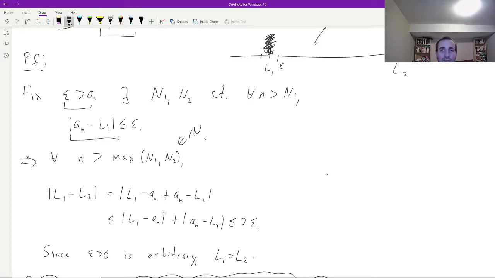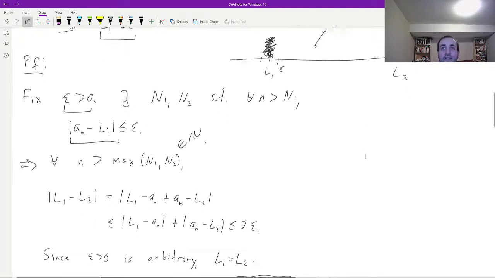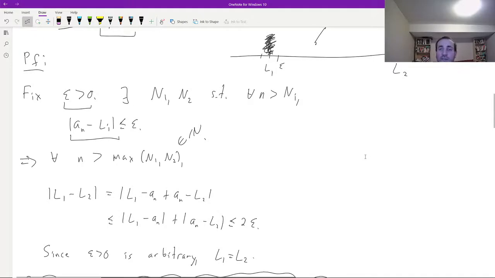|L1 minus L2| is, well, now I somehow need to take advantage of the fact that I'm very close here. And we don't have a lot of tools for doing this, and the tool that we're going to be using is our favorite, the triangle inequality. So L1 minus L2 is L1 minus a_n plus a_n, so I'm adding 0, but a very special 0, minus L2. Now I can use the triangle inequality, and I put these terms together down here, and these terms together down here. I get |L1 minus a_n| plus |a_n minus L2|. Both of those are less than epsilon, and so the sum is less than 2 epsilon.